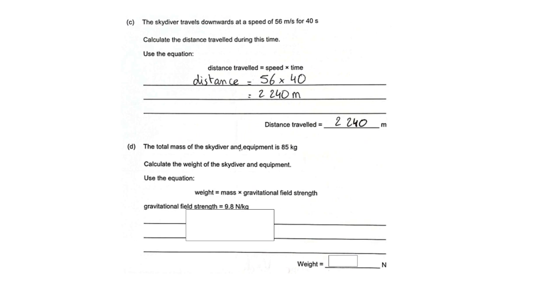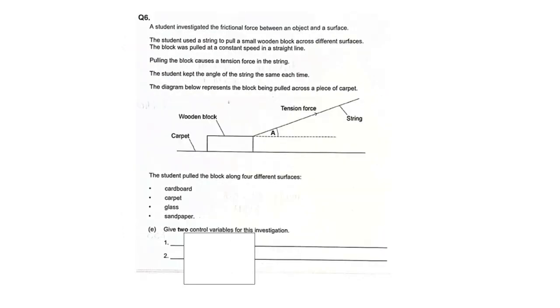Then the total mass of the skydiver and equipment is 85 kilograms. Calculate the weight of the skydiver and equipment using the equation weight equals mass times gravitational field strength. So we're going to do 85 times 9.8, and that is 833 newtons. We don't need to do any sort of conversion here. All the units are the correct ones. We just replace the values straight away. 833 newton.